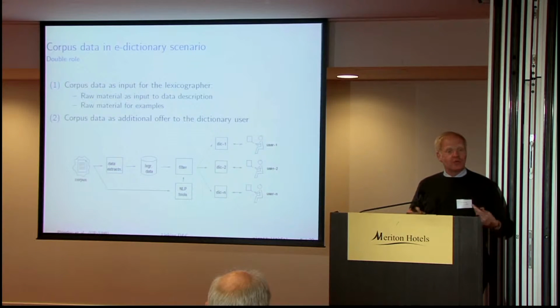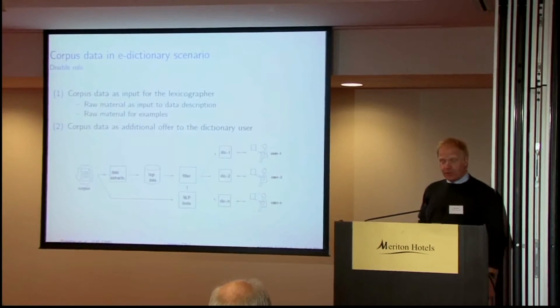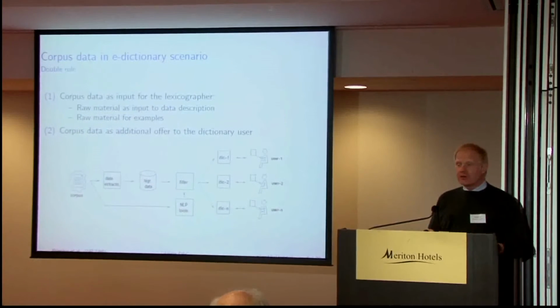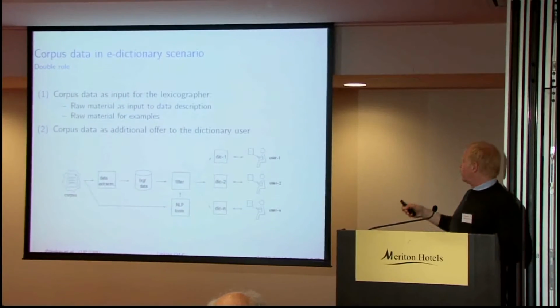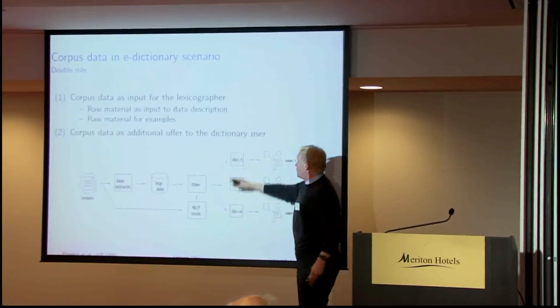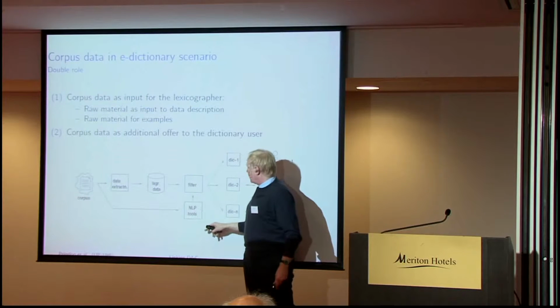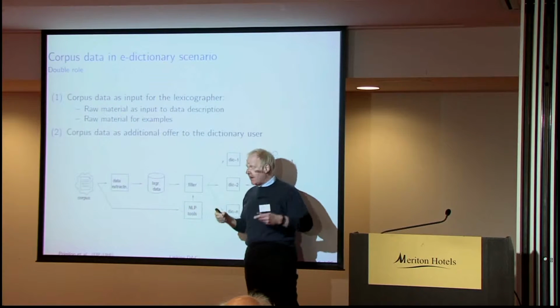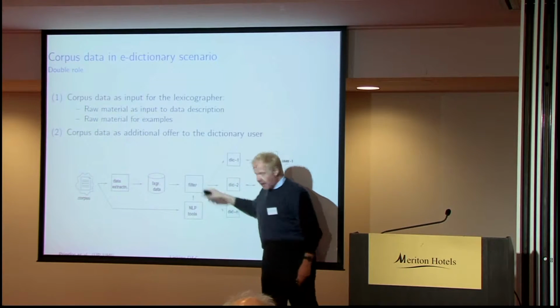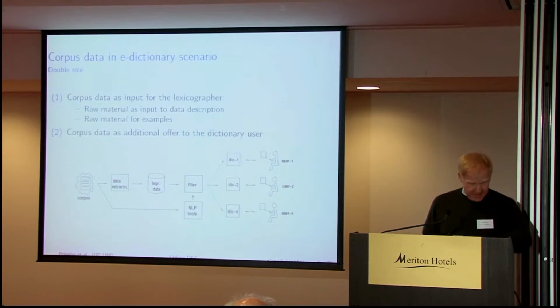Now, what is the role of corpus data in that whole context? Obviously, one is to provide raw material for the lexicographer, and the other is to provide data which could then again be piped through the filtering in terms of user needs, and which would, by use of natural language processing tools, very much in line with what we heard a moment ago, complement the lexicographic data collected already by the lexicographer.